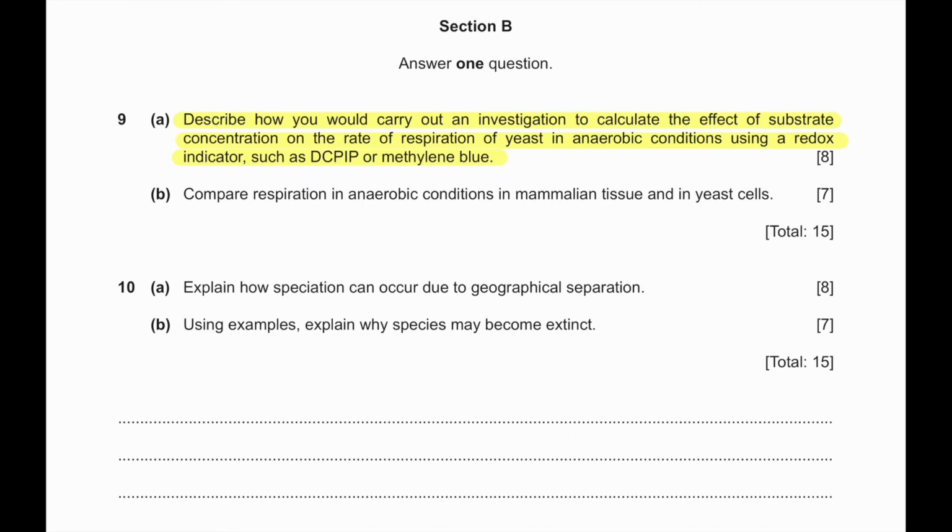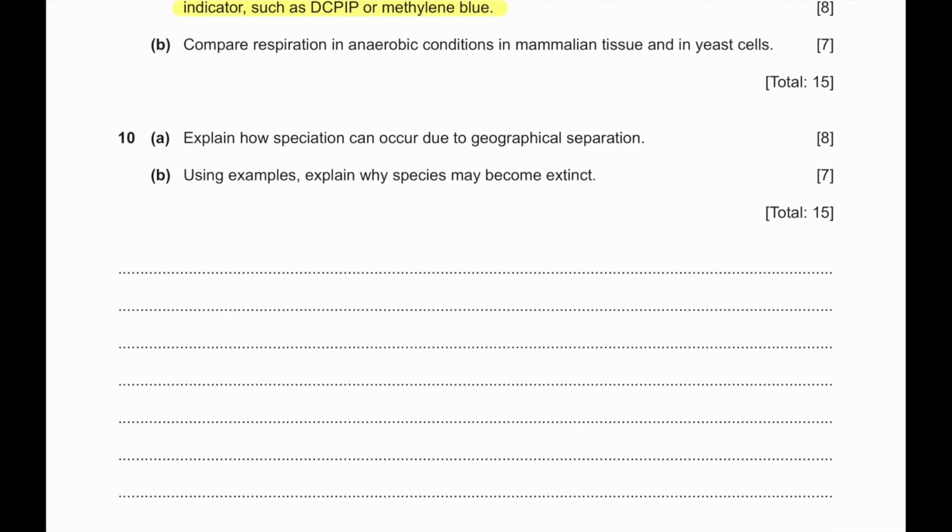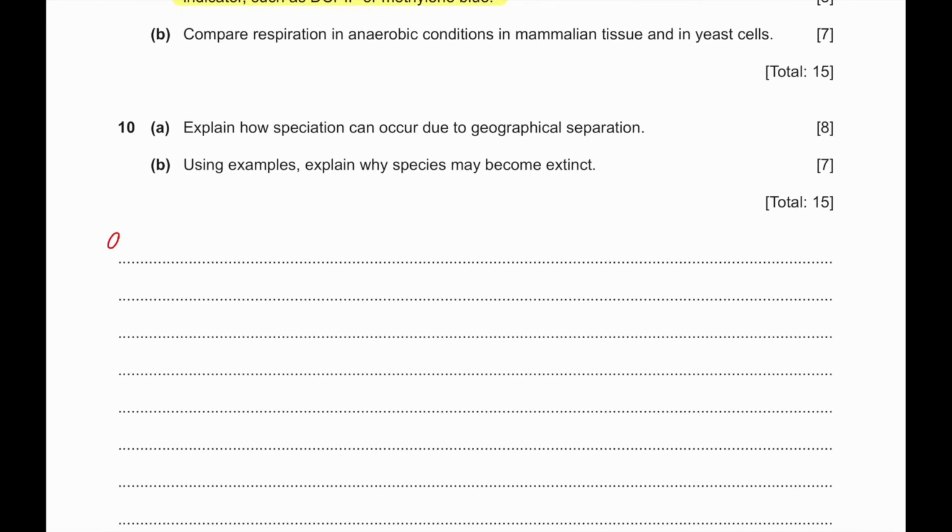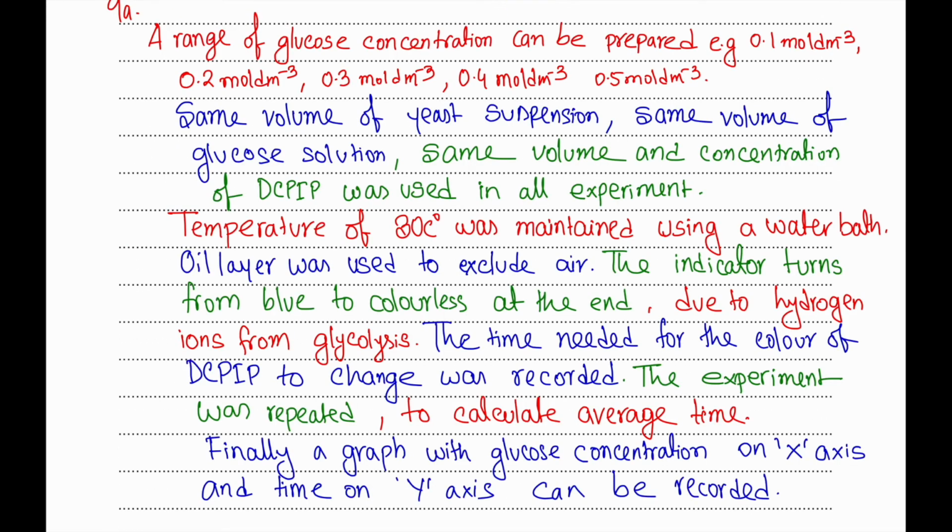The indicator turns from blue to colorless at the end. When the indicator changes color from blue to colorless, we understand that the indicator has been reduced, due to hydrogen ions from glycolysis. The time needed for the DCPIP to change color was recorded. The experiment was repeated to calculate the average time. Finally, a graph with glucose concentration on the x-axis and time on the y-axis can be plotted. For answer number 9a, the answer can be represented in this way.